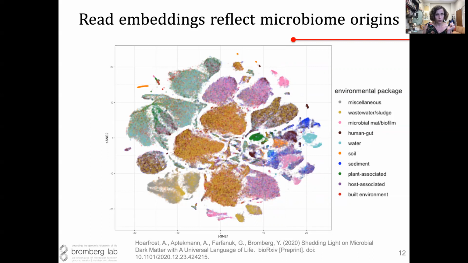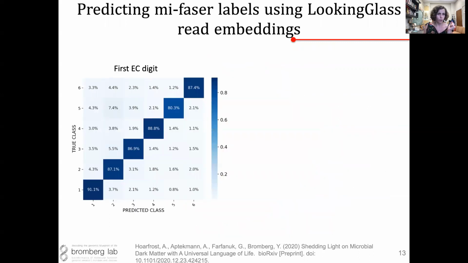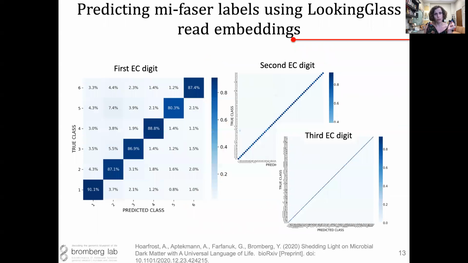We were also able to train a downstream task of predicting the first, second, and third EC digit as identified by mi-faser using the embeddings. So basically, we trained a downstream model on the embeddings of the reads that have been annotated with mi-faser labels. And we saw that we are able to make predictions of the first EC digit, the second EC digit, and the third EC digit, sequentially more refined functionality by simply training these models. So without any alignments, by predicting mi-faser annotations.